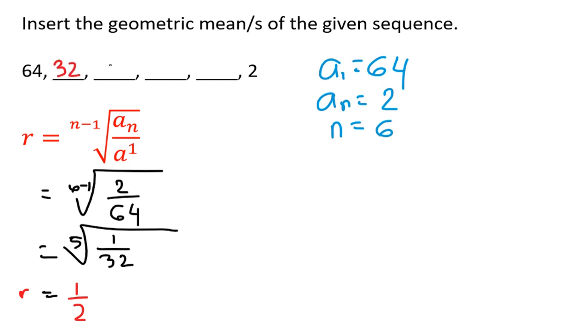32 divided by 2, yan ay 16. 16 divided by 2, 8. 8 divided by 2, 4. Tapos 4 divided by 2, 2. So, ang geometric means natin ay 32, 16, 8, and 4.